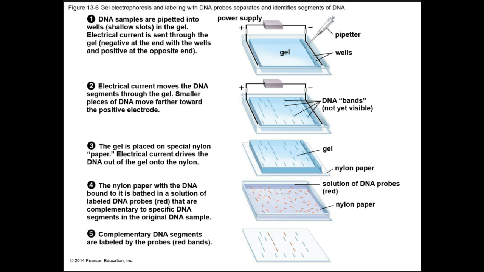When the smallest fragments have migrated to the end of the gel, the fragments are separated into strands, and you can transfer them to a nylon sheet and stain them with a probe. Also, sometimes the DNA will be run in what we call ethidium bromide solution, such that when you look at the gel under special light, the DNA bands will actually glow orange.